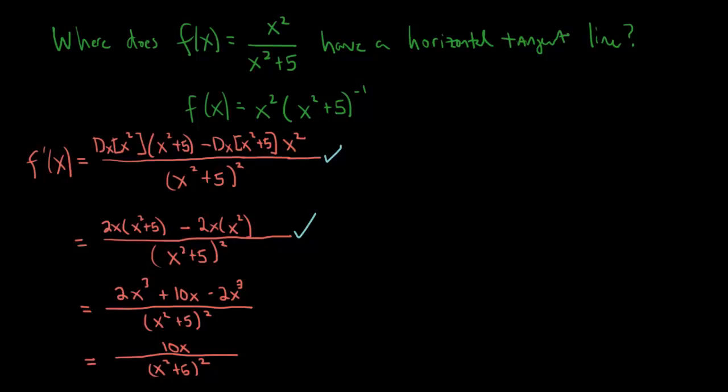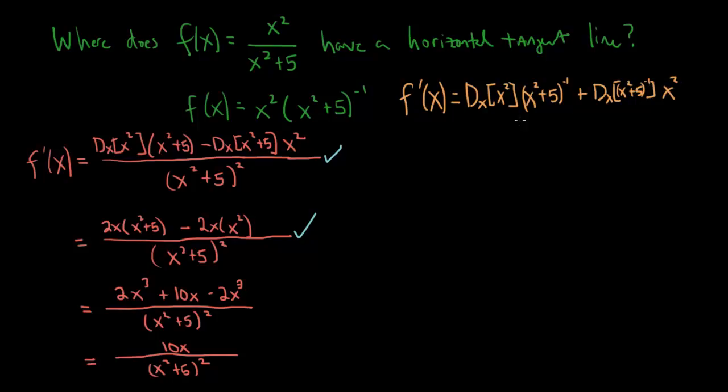Do you want to see how you solve it using the product rule? So what if we said f prime of x, well, let's give ourselves a little more room here. F prime of x, okay, the product rule says the derivative of your first function, the derivative of x squared times the second function, x squared plus 5 to the negative 1 power, plus the derivative of your second function, x squared plus 5 to the negative 1 power, times the first function, x squared.